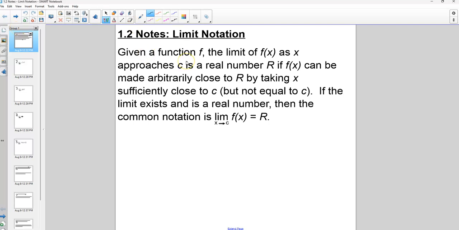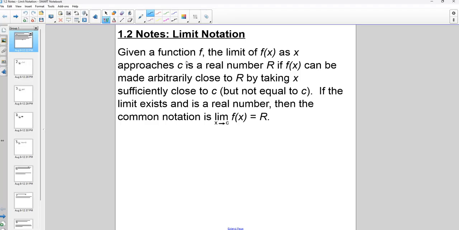It says, given a function f, the limit of f of x as x approaches c is a real number, capital R, if f of x can be made arbitrarily close to R by taking x sufficiently close to c, but not equal to c. If the limit exists and is a real number, then the common notation is limit as x approaches c of f of x equals R. Okay, sounds just like gibberish, really, whenever you read through it.